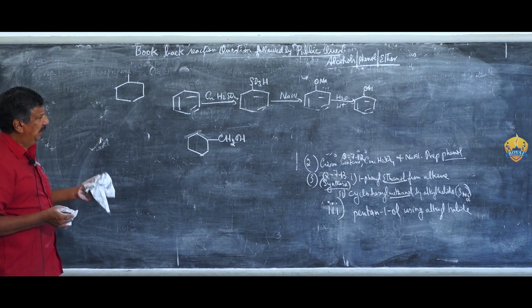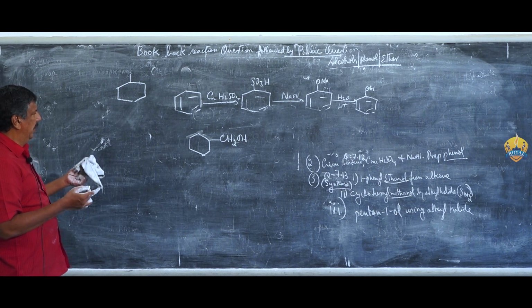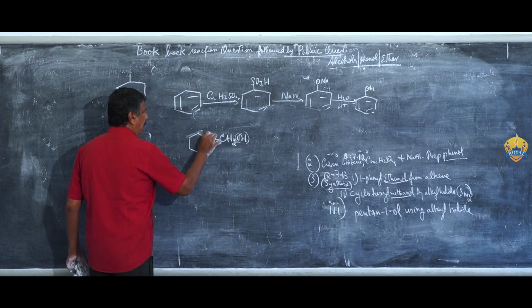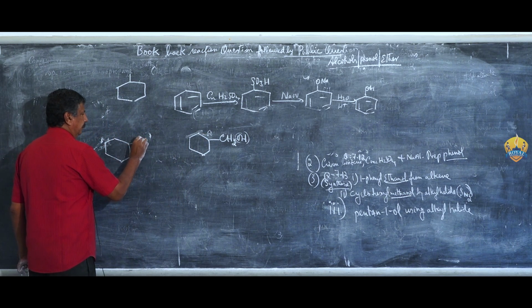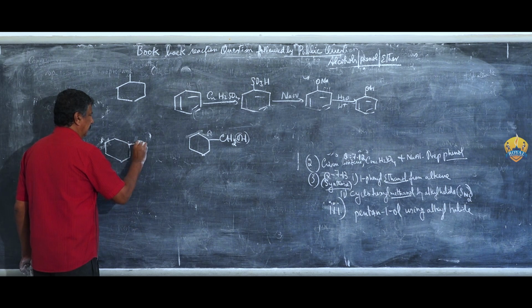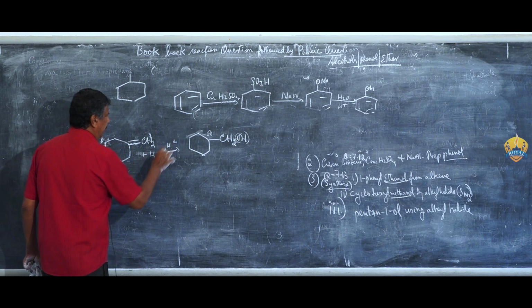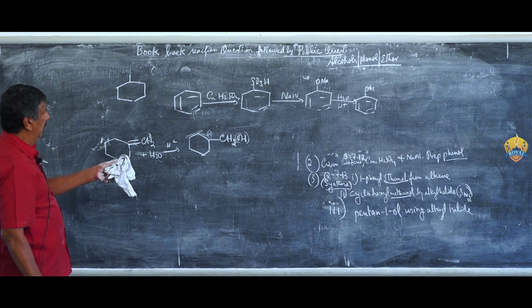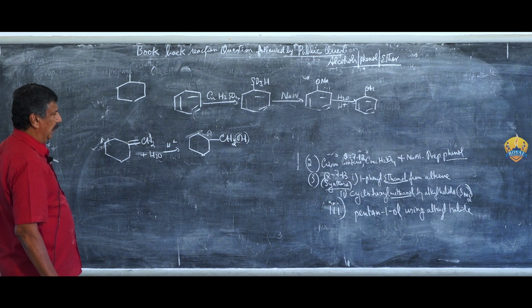cyclohexyl methanol from the alkyl halides. From the alkyl halides, I am going to do as usual, you remove the OH from here and remove the H from here. This is the reagent used for, and as usual you add water and you do the hydrolysis. Cyclohexyl methanol by alkyl halides. Okay.